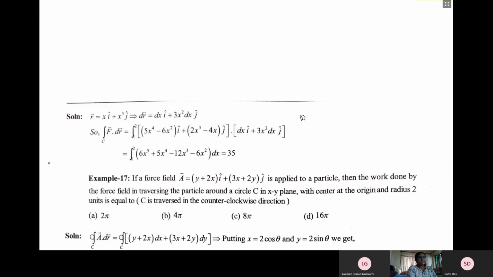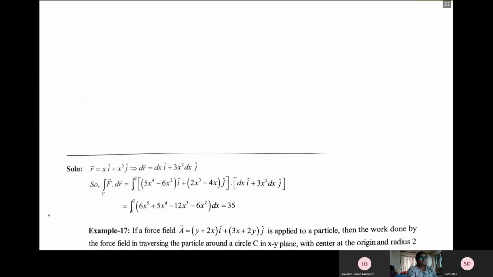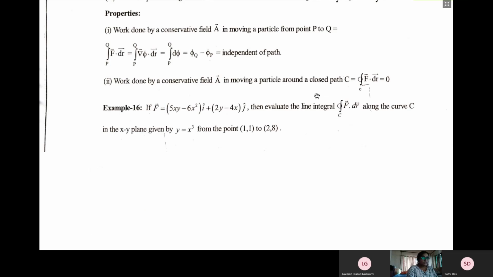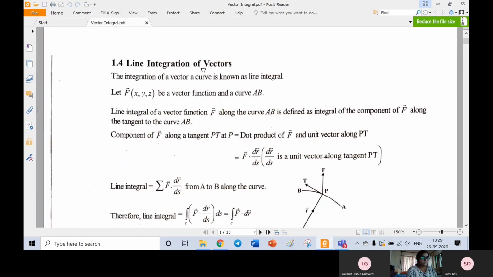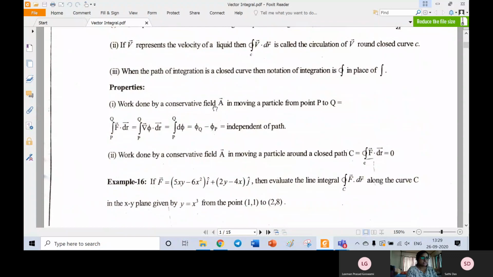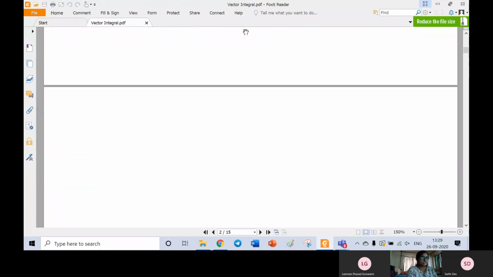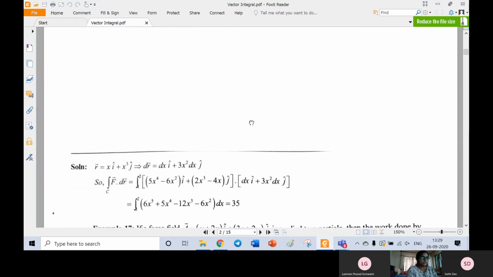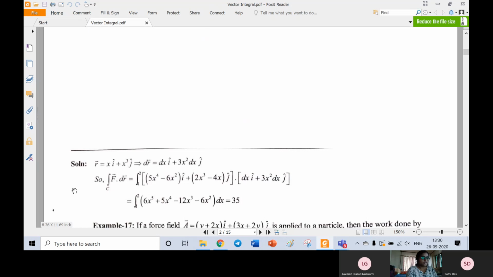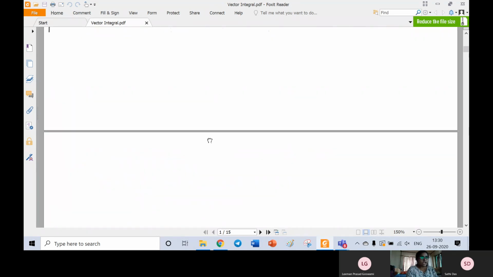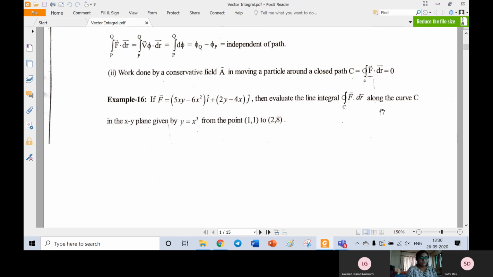So r here is x i cap plus y j cap. Here we have 5xy minus 6x squared. Let me show you here so that you understand it. Look here. We have to find f dot dr. We first have to find dr.